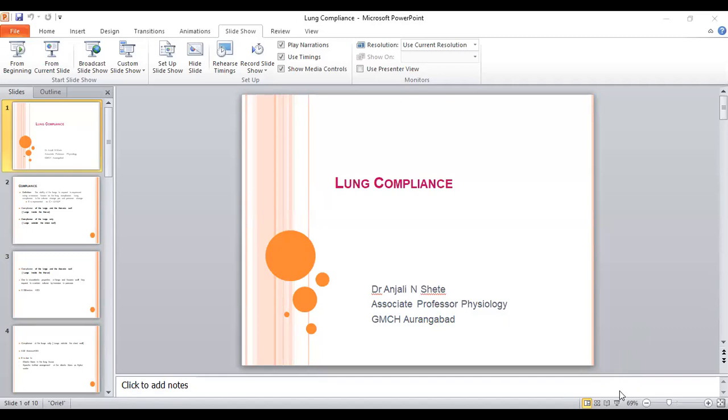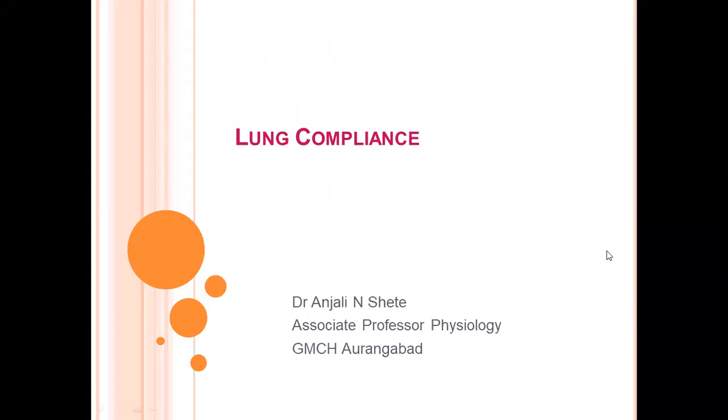Morning, students. As we are discussing the mechanism of respiration, one more important factor we are going to speak about in this particular session. As I have already told you, I have divided the physical properties which are related to the mechanism of respiration. Each physical property affects the mechanism of respiration in some way or other, so they are very important to understand for understanding the mechanism of respiration.